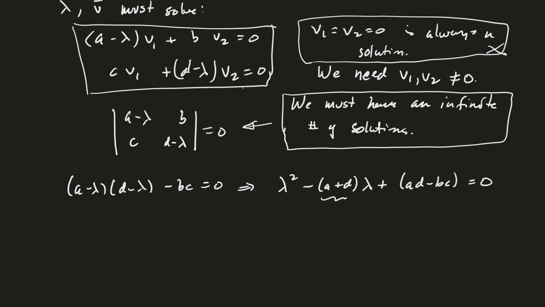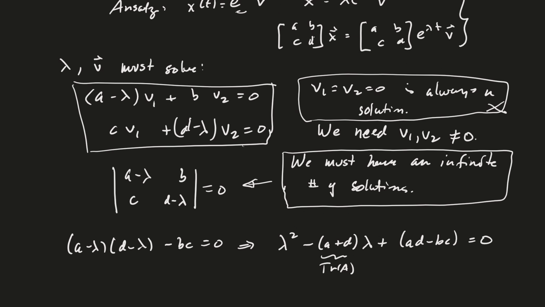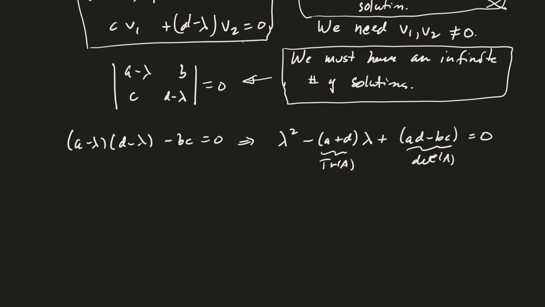And we're saying that you can use the shortcut that this is the trace of A. So the trace of the matrix is the sum of the diagonal values. And then the other thing over here is the determinant of A.